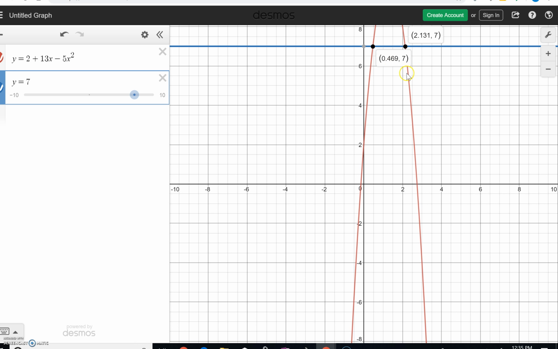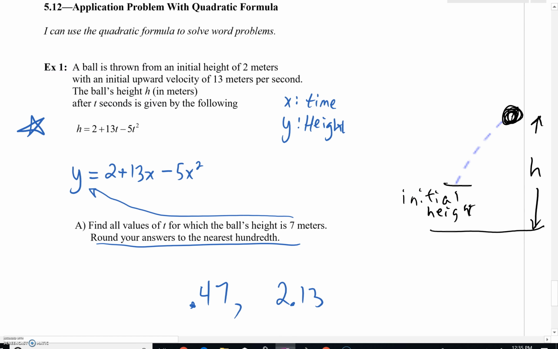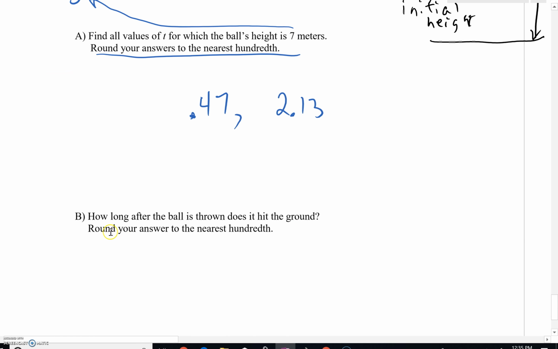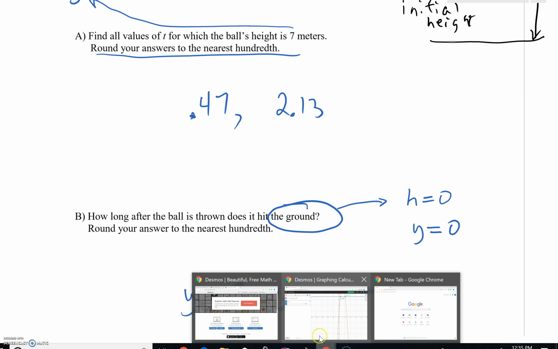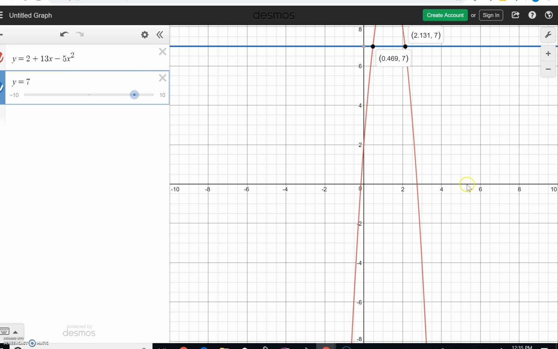It's great. For part B, however, as we just take a look here, how long after the ball is thrown does it hit the ground? You're going to be asked that a lot. When it hits the ground, the height is 0. That is, y is 0. And of course, we've got this equation that we had just typed in, y equals 2 plus 13x minus 5x squared. If we go back to Desmos, you can see that y equaling 0 is being on the x-axis.